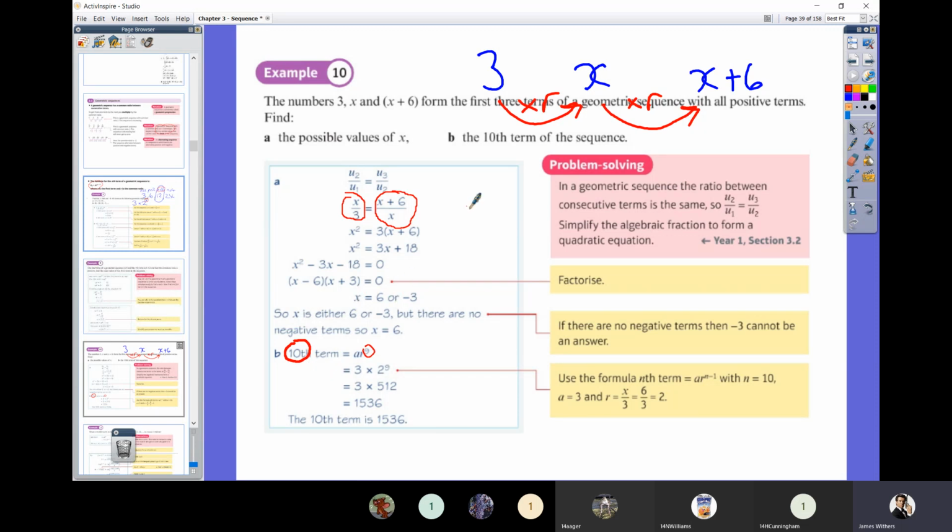And then for part B, we're working out the 10th term. Well, that's when obviously the power of r is going to be 9.